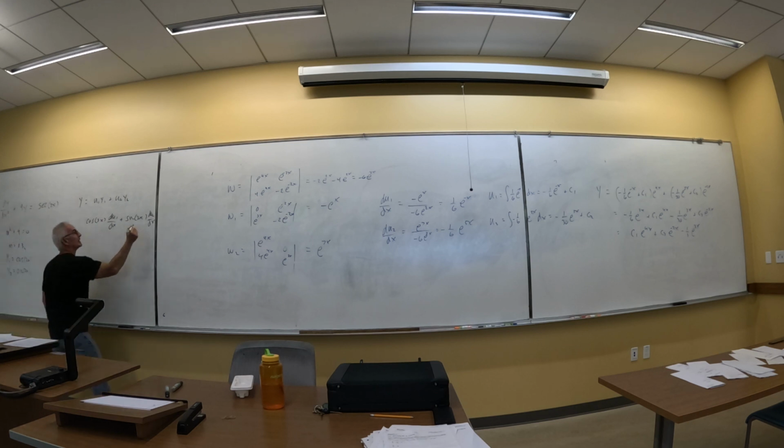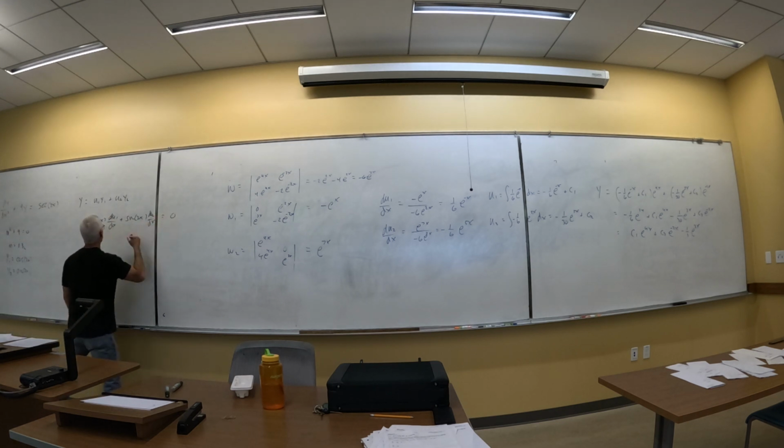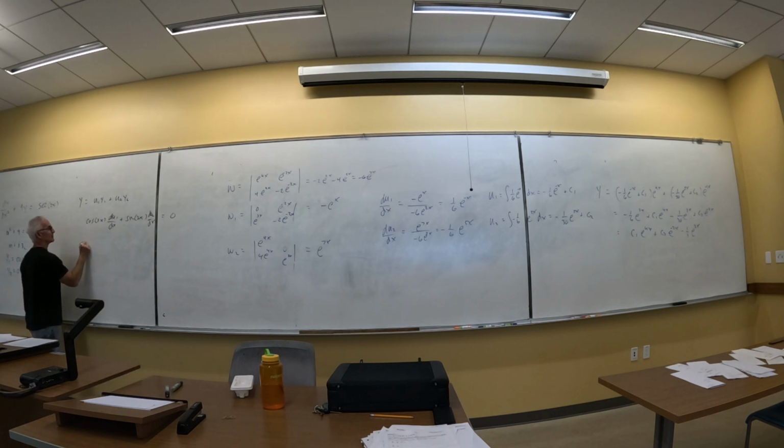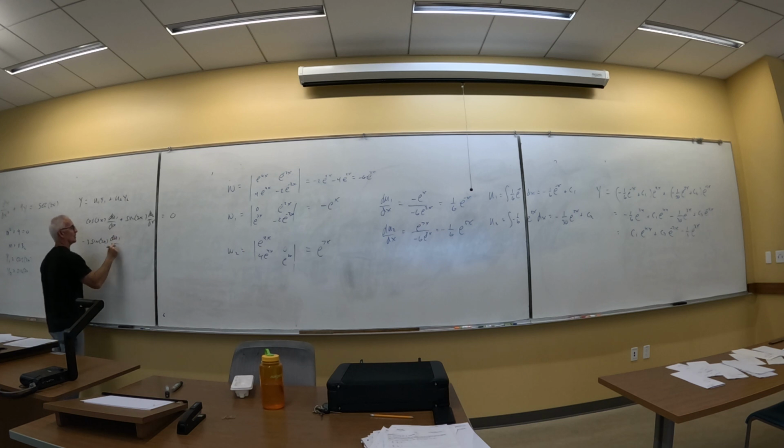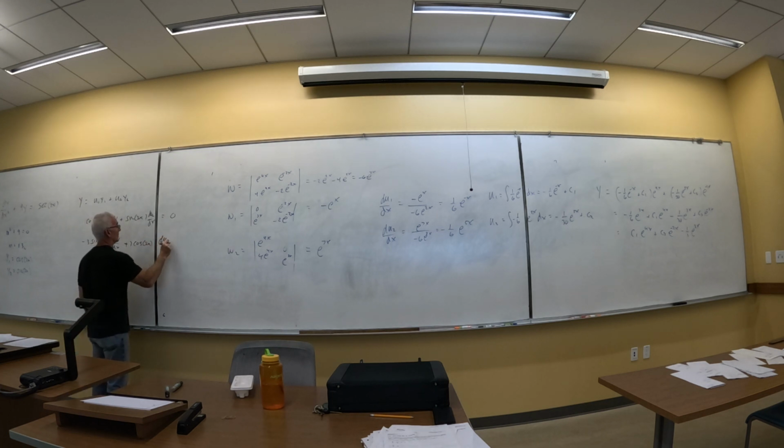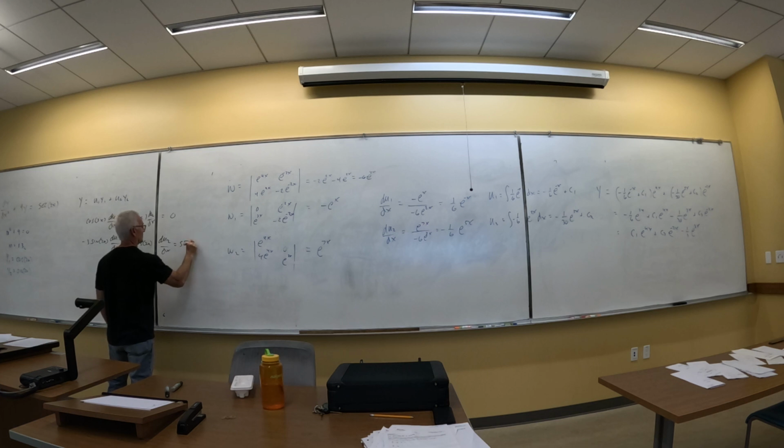So that's equal to what? 0. Now the derivative, so negative 3 sine 3x du1 dx plus 3 cosine 3x du2 dx. You're going to like this one a lot, I'm just saying. Oh yeah. That equals 1.